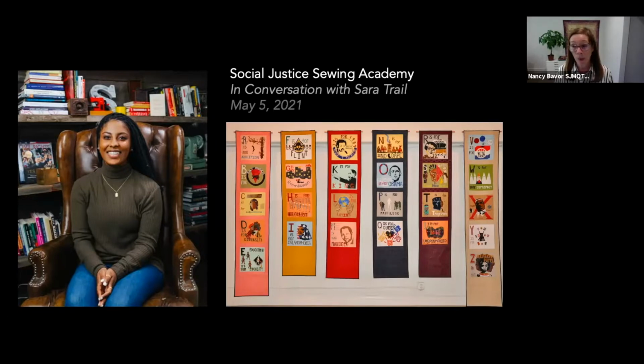And I am personally and professionally delighted that the San Jose Museum of Quilts and Textiles was the first museum to present an exhibition of the Social Justice Sewing Academy quilts in 2018. And in 2019, we were fortunate enough to be able to host a summer camp with Sara for her Sewing for Change. So today, Sara will be sharing more about her organization's mission and upcoming projects, and you are in for a truly inspirational morning.